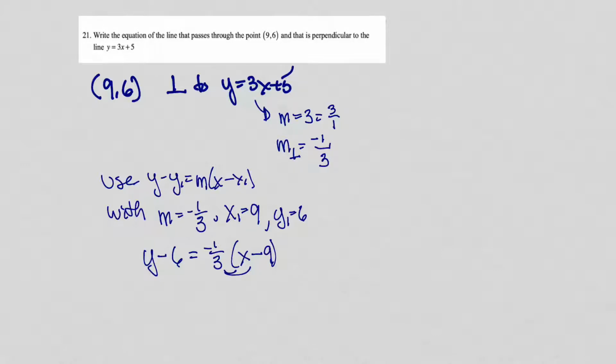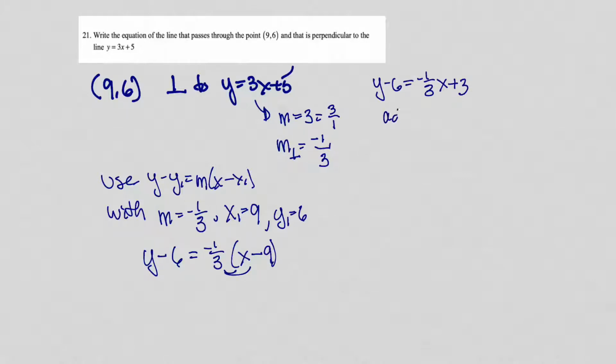Now let's multiply through. We got a fraction, but it should be okay. I'm going to do it up here. So I will get y minus 6 equals negative 1/3 x, and now negative times negative is positive, and 1/3 times 9. Well, 9 divided by 3 is 3. 3 into 9 will go 3 times. Or if you like, 1/3 of 9 is 3. So negative times negative is positive, so this is going to be plus 3.